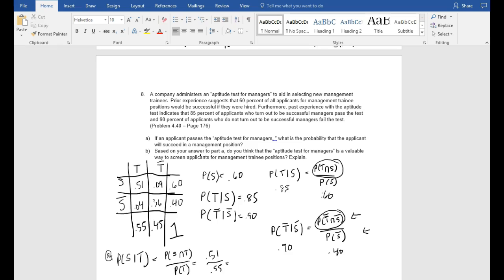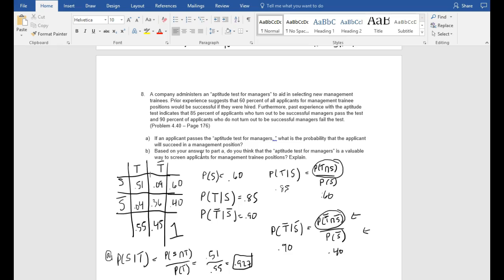And that shakes out to be 0.927 and some other decimals. And then B says, based on your answer to part A, do you think the aptitude test for managers is a valuable way to screen applicants for management trainee positions? Explain. And the answer is a resounding yes.